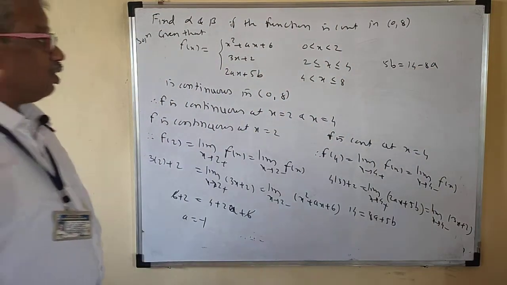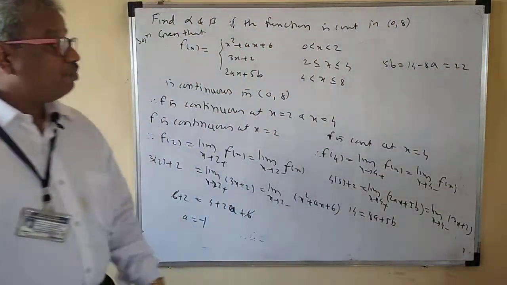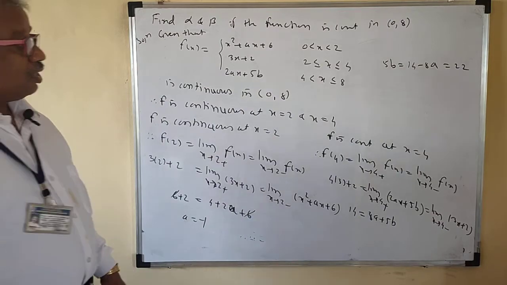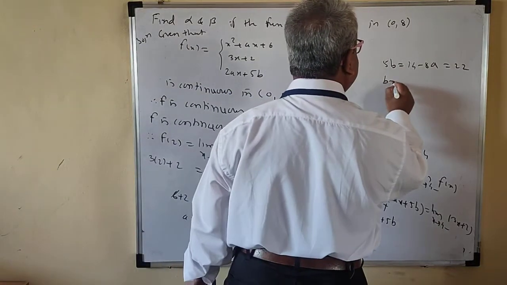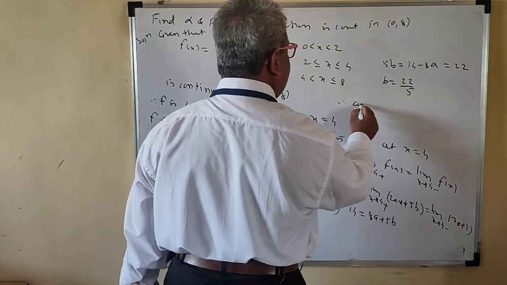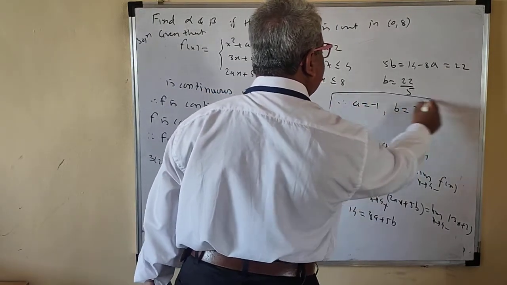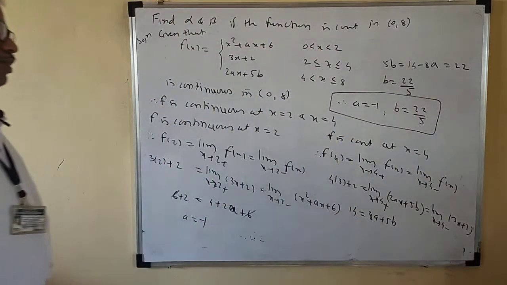Your a is minus 1. So this is 22, because of 14 plus 8. So this is 22. So your b is 22 upon 5. So your final answer is a is equal to minus 1, b is equal to 22 upon 5. This is your final answer. Okay.